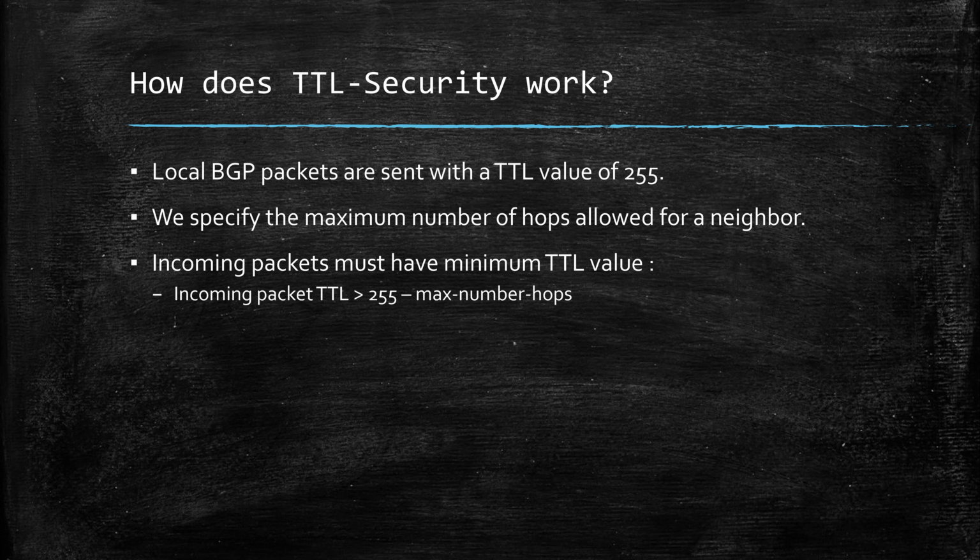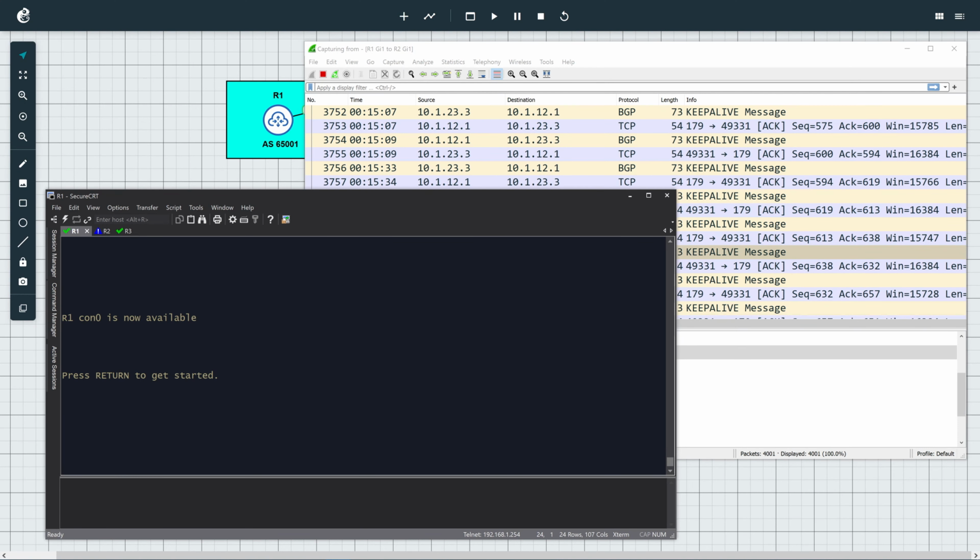Incoming BGP packets must have a minimum TTL value that is superior to 255 minus the number of hops defined. This way we can guarantee that the BGP packets that will be processed were generated within the scope we have defined. Here we are back at the packet capture.